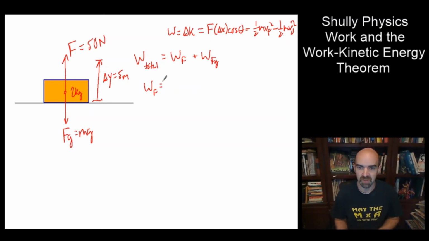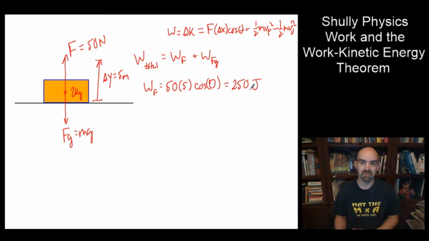So what's the work done by F? Well, 50 is the force, and the delta y here is 5, so we're going to multiply that by 5. And how about the angle? The angle between the displacement delta y and F: they're both in the same direction, so this is a 0 degree angle. Cosine of 0 is 1, so all we have is 5 times 50, which is 250 joules of lift. All right.